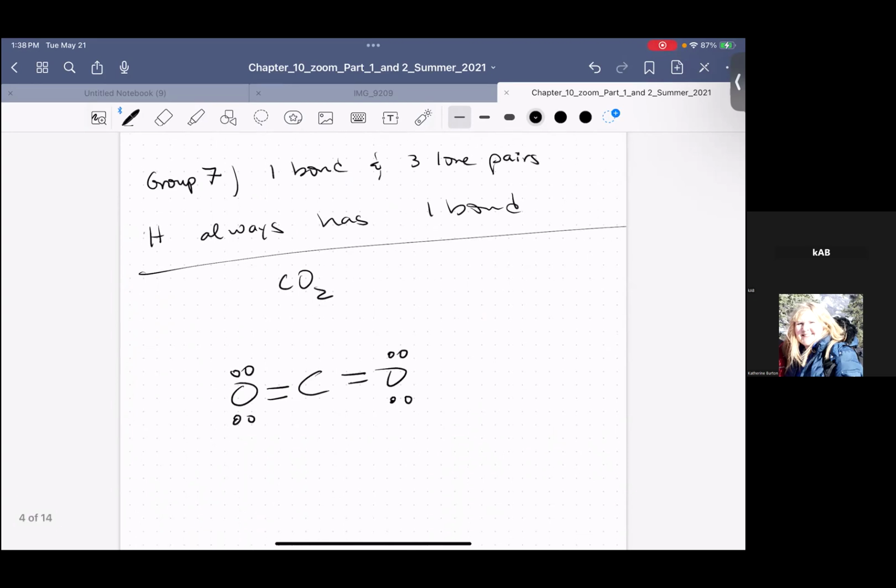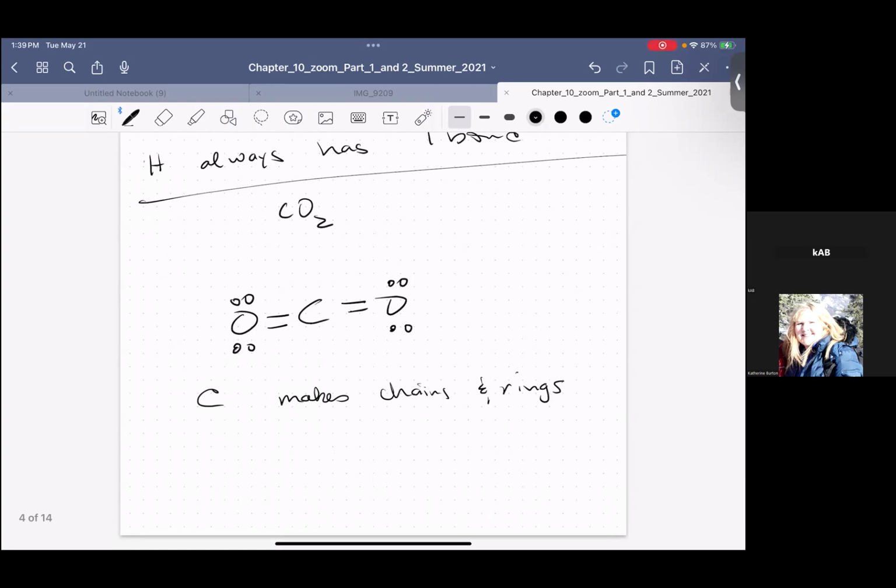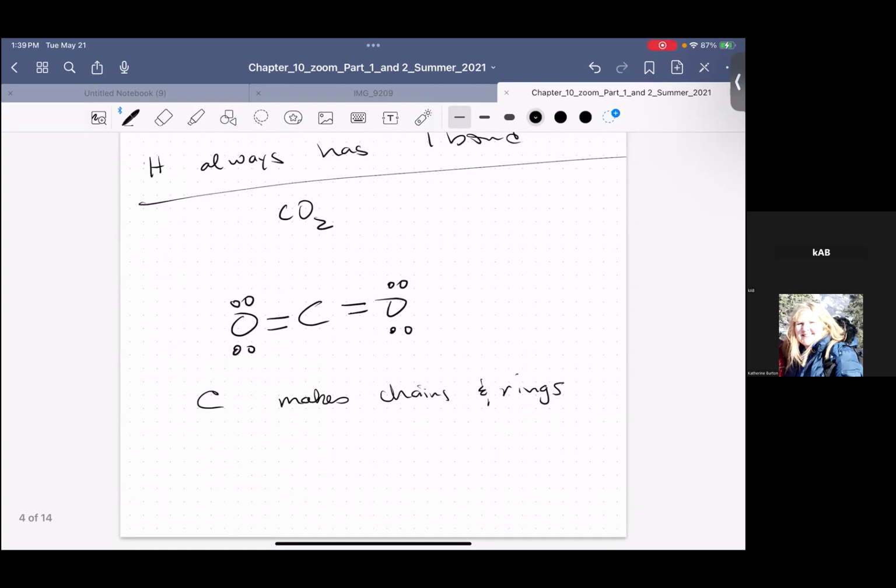When we go to organic structures, please note that carbon is going to do it in multiple forms. There are over 50 million known organic compounds. And when we look at these, carbon makes chains and rings. And we need to consider these. It's going to do that such that it has 4 bonds on the carbon.